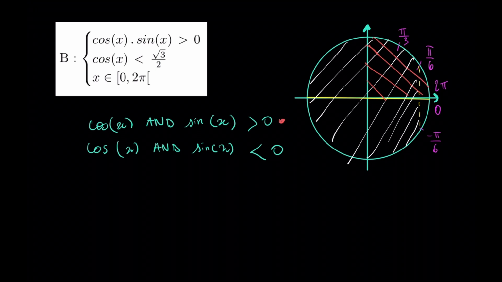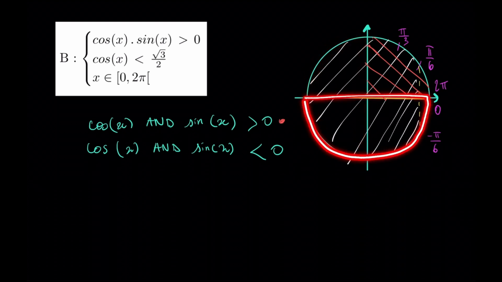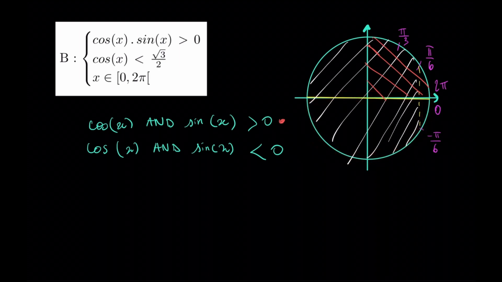And now we ask ourselves, when is the cosinus negative? The cosinus is negative in this hemisphere, the sinus is negative in this hemisphere, and so cosinus and sinus are both negative in this quadrant, the third quadrant. So let's put it in blue, for example, like so. Okay. So this inequation is fulfilled if we are in the red zone or in the blue zone.